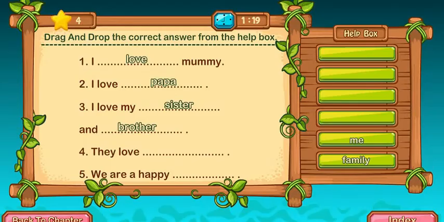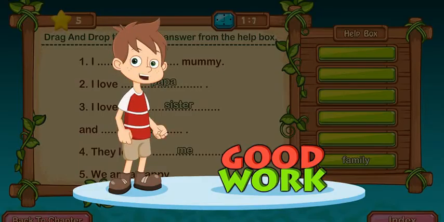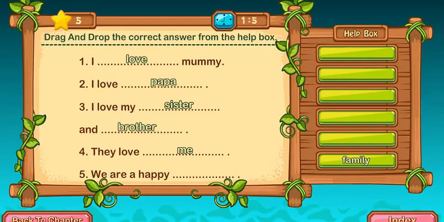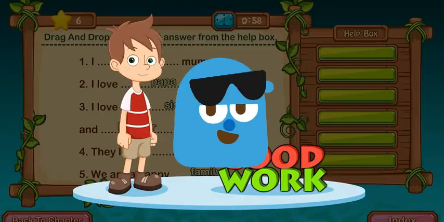The next is they love. आप अपने sister को भी प्यार करते हो, brother को भी love करते हो, and they love. और वो किसे love करते हैं? आपको. So you will say they love me. वो मुझे प्यार करते हैं. And the last is we are a happy family. कैसी फैमिली है? Happy family.